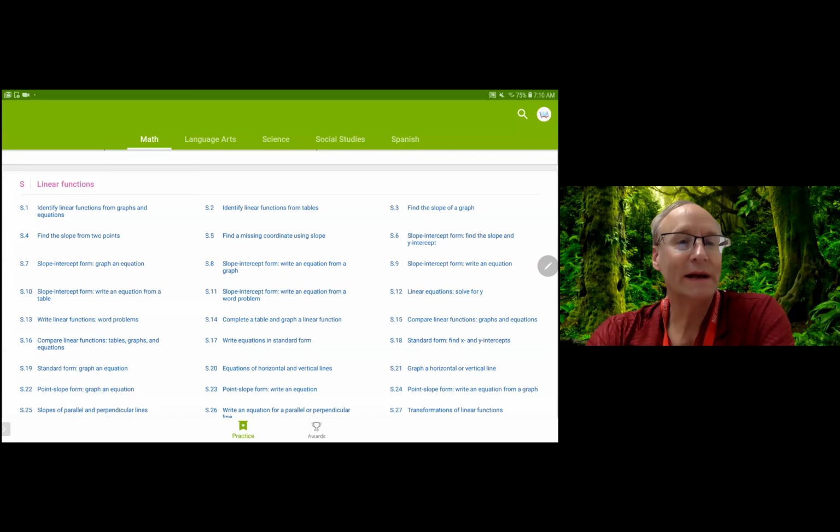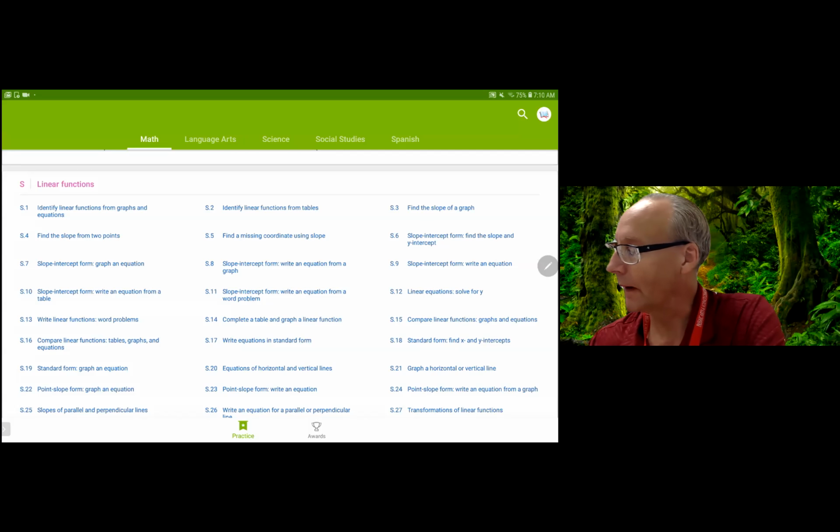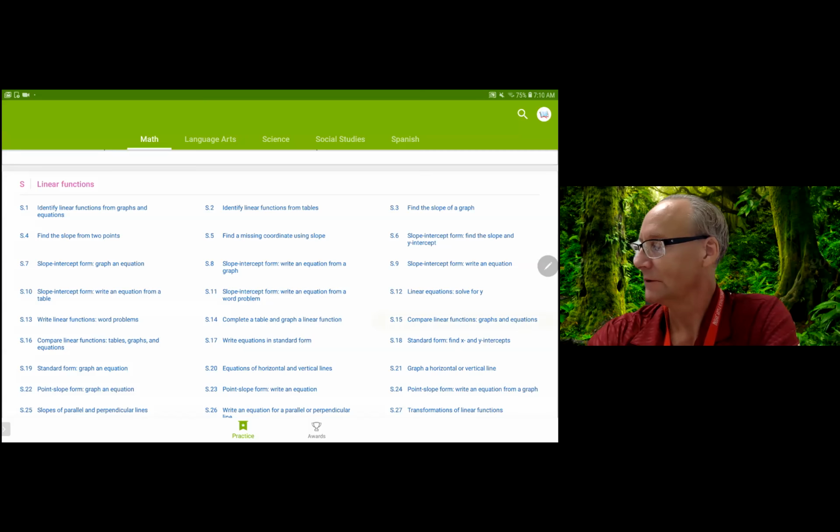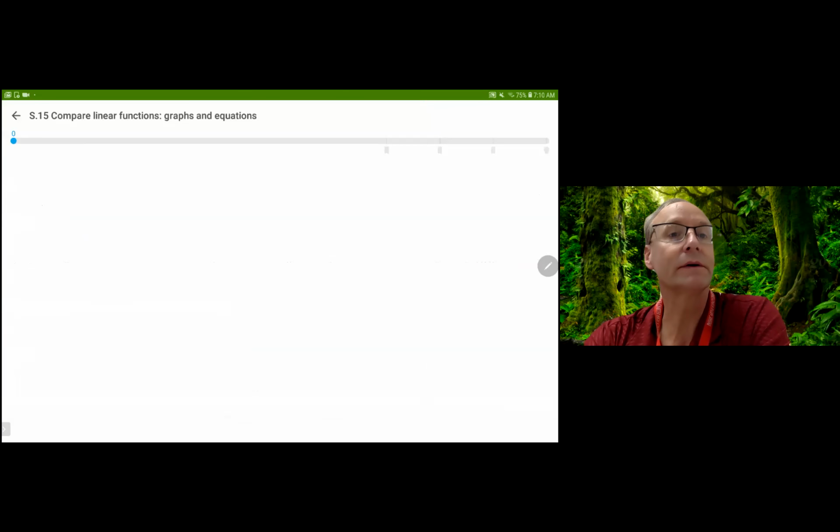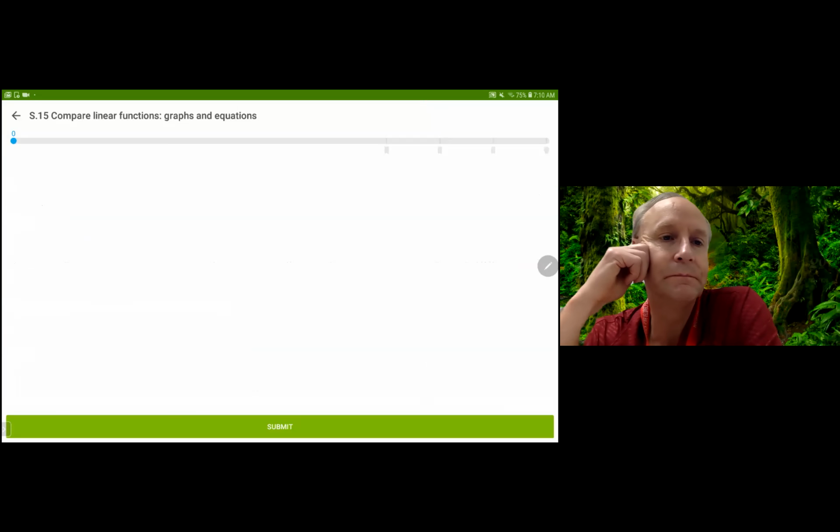Folks, we're doing S section from IXL Algebra 1. This is the linear function still, and we're looking at S.15, which is compare linear functions, graphs, and equations. So we're going to see what that looks like. I did not preview it, so should be fun. Let's take a look and see what we got. Let me take off my glasses so I can see what's going on.